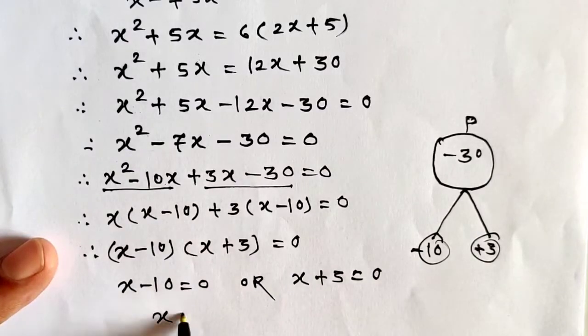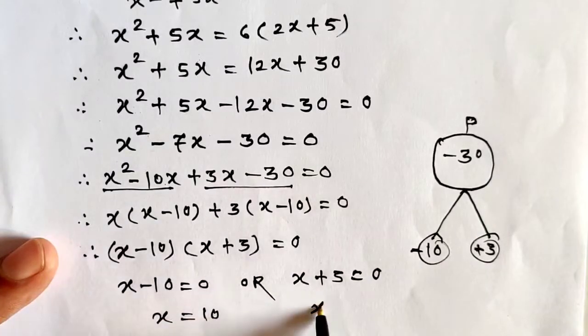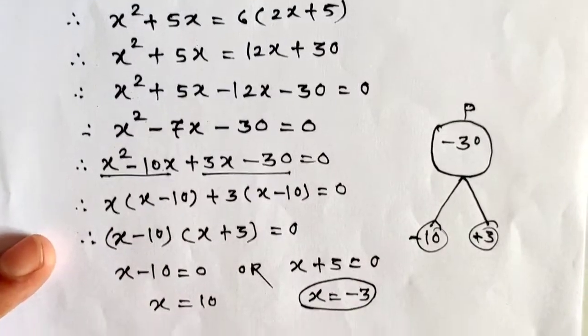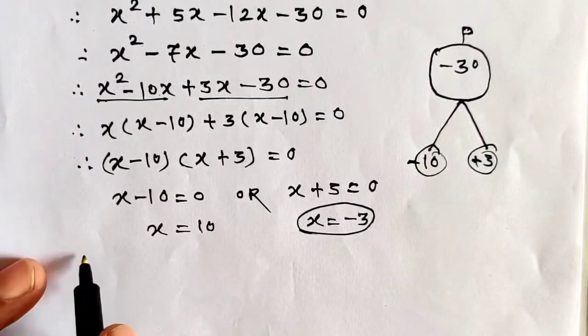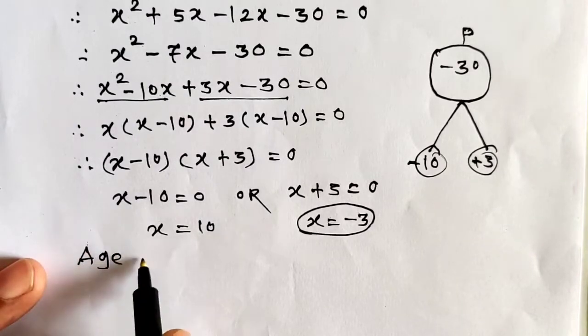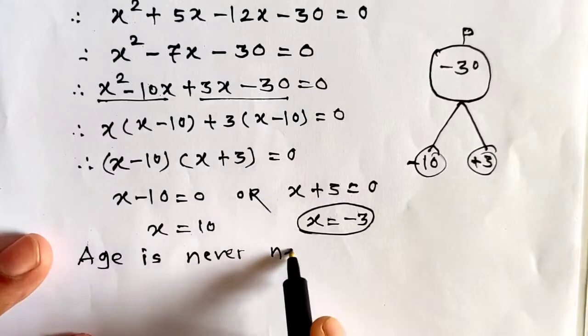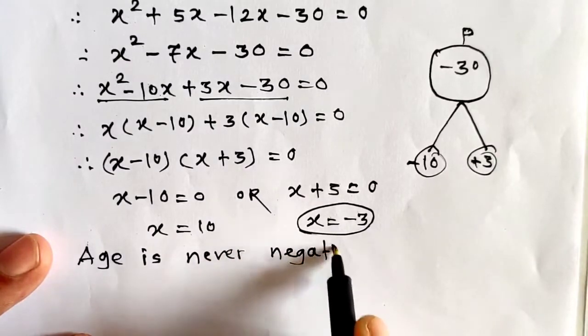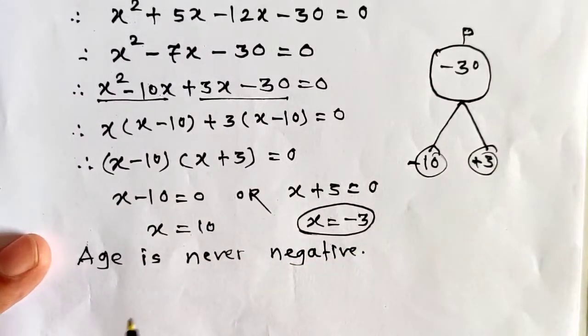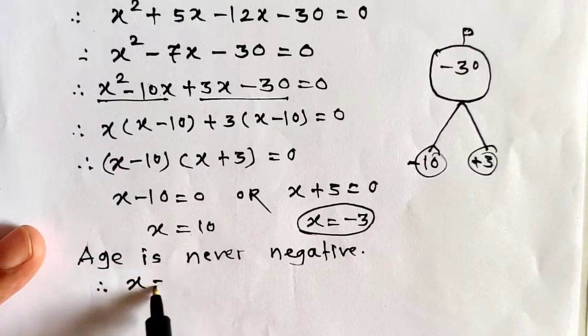So we get x is equal to 10 or x is equal to minus 3, but age is never negative. Therefore, x is equal to minus 3 is impossible. Therefore, x is equal to 10.